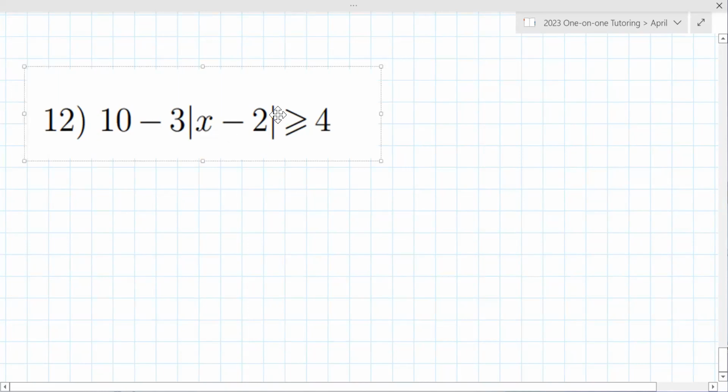Your goal is to, again, isolate this absolute value x minus 2, which means you need to undo the 10 and then the minus 3. Got it. Yep.